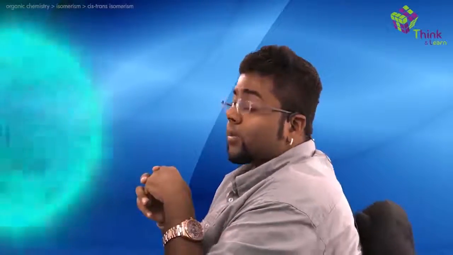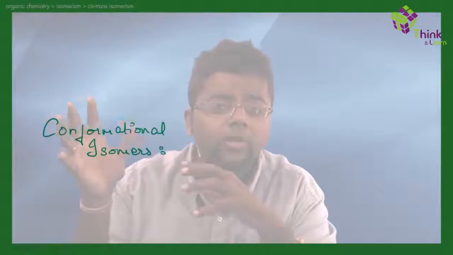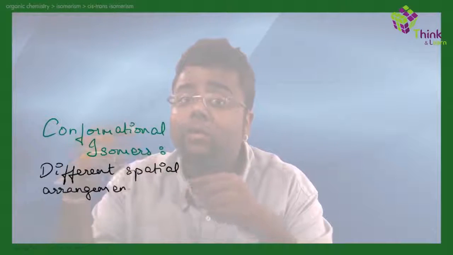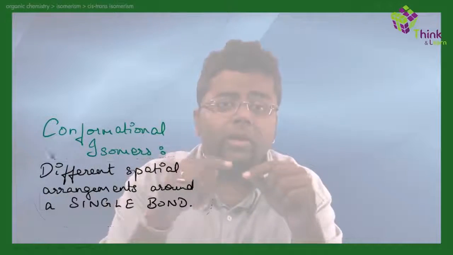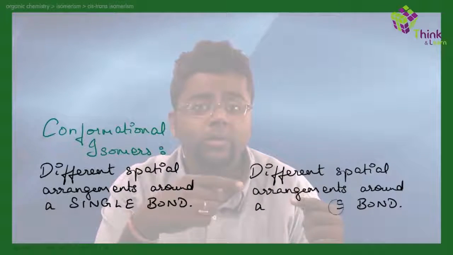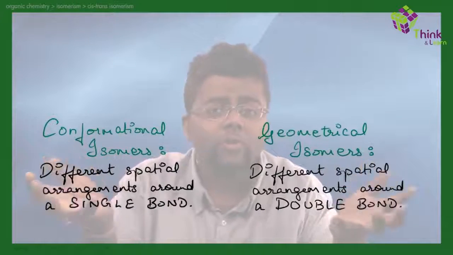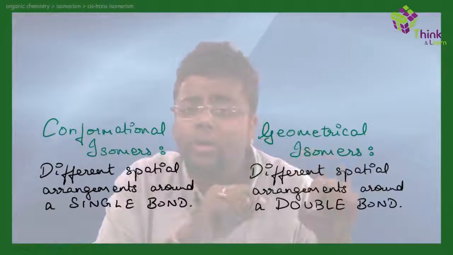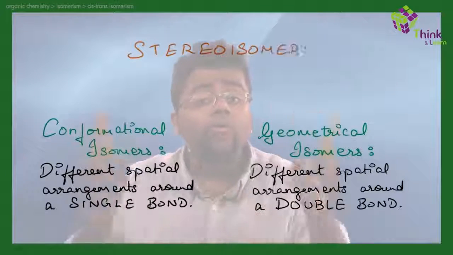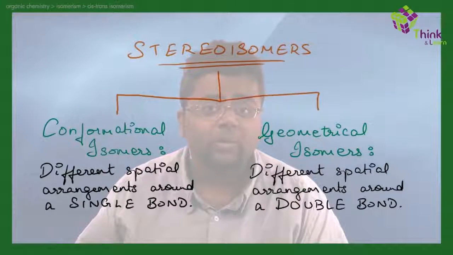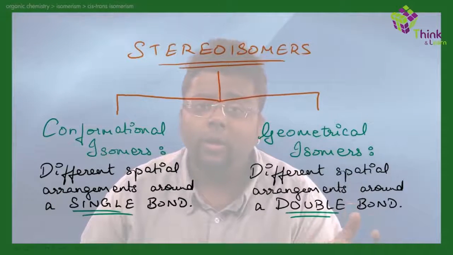So now, we've just seen what conformational isomers were. They were the different spatial arrangements around a single bond. But similarly, if we talk about spatial arrangements about a double bond, that is a different type of isomerism. That is called geometrical isomerism. These two isomerisms are a part of stereoisomerism. But the only difference being this was around a single bond, this is around a double bond.